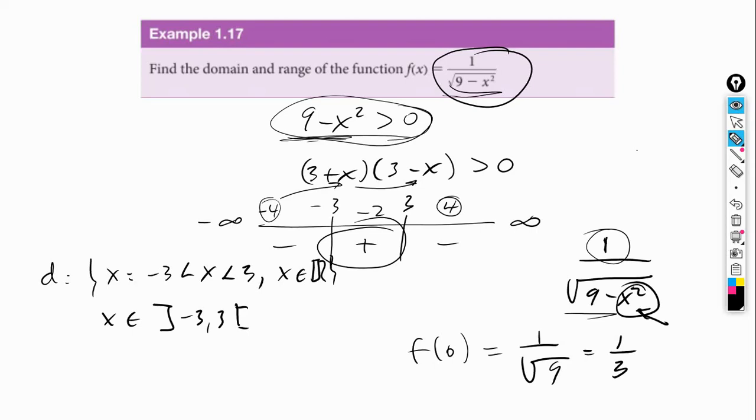So what this means, therefore, is that the range is going to be y such that y is greater than or equal to 1/3, and y belongs to the reals. Or in interval notation, y belongs to, in this case, we need a closed bracket, because 1/3 is included in the range. So 1/3, comma, infinity.